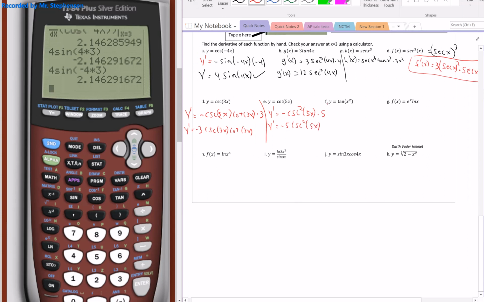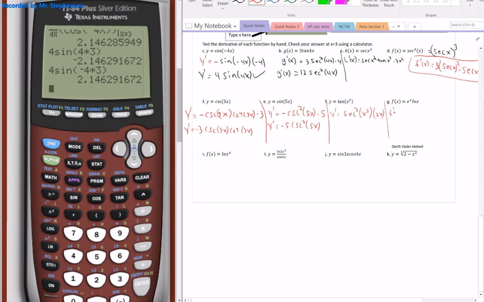This one is tan x squared. Again, the square is on the x, not on the tangent. So this is just going to be derivative of tangent is secant squared. Inside stays the same, times the derivative of the inside. That's it for that one.